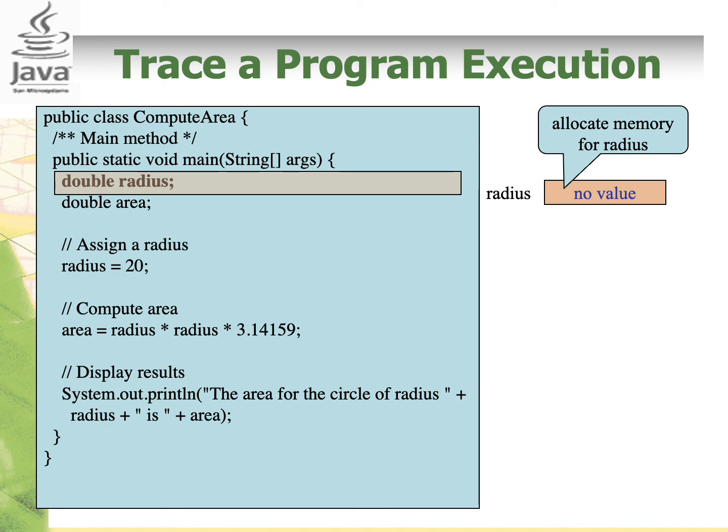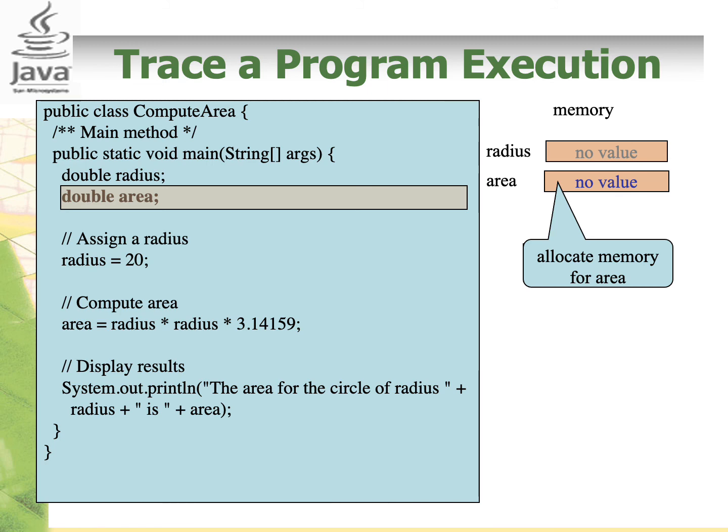Let's look at this example of the class called compute area. What this program will do is calculate the area when the radius value is given. In the main method, we declare a variable called radius of type double. At this point, we have not initialized it yet, so it does not have a value, but it has been allocated in the memory. Next, we declare a variable called area that is of type double. It does not have any initial value as well.